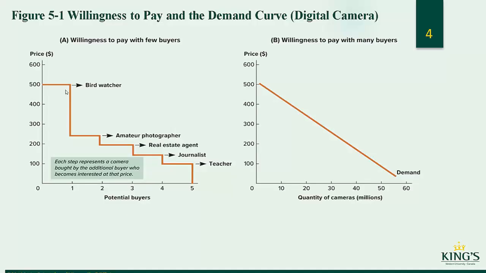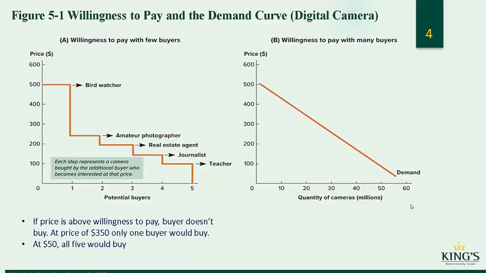So that means no one else values the digital camera at a price below 500 but above this price here, which is roughly $225. So as soon as the price hits $225, this would be the reservation price of the amateur photographer. And so now we would be selling a total of 2 units of the camera. And then now if the price falls a bit more, we see that the real estate agent values the camera at $200, the journalist at roughly $150, and the teacher $100.